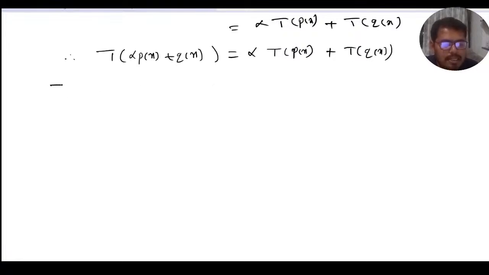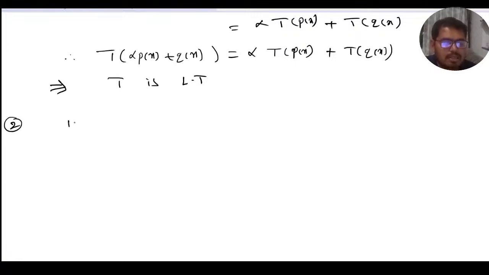This implies that T is a linear transformation, and here T is defined as the derivative. Therefore, the derivative is always a linear transformation. Remember, whenever we find the derivative, that is always a linear transformation.